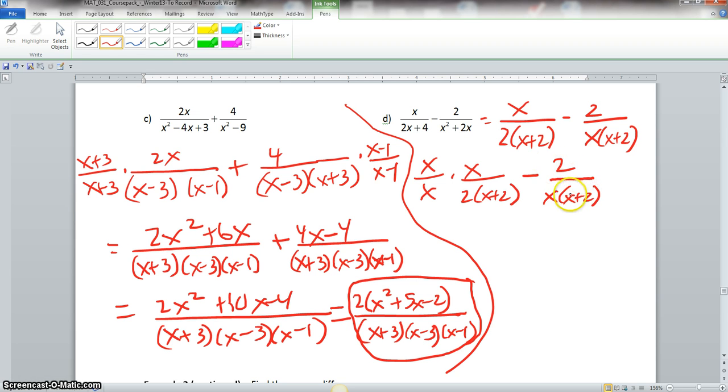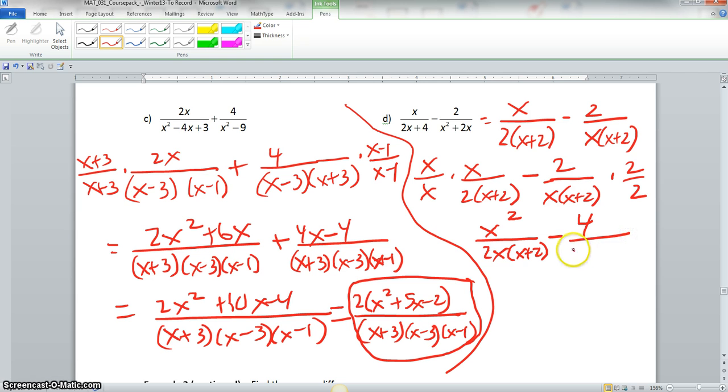And we know for this denominator, what we're missing here is a 2. So we multiply numerator and denominator by 2. When you compare these two denominators, this does not have the 2. So now we multiply. This will give us x squared all over 2x times x plus 2 minus 2 times 2 is 4 all over 2x times x plus 2.